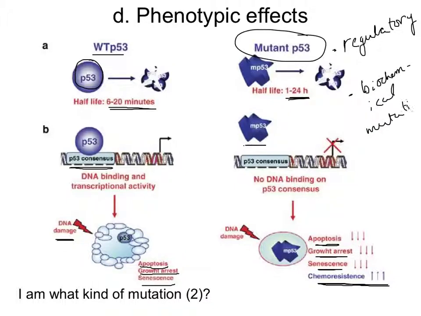Although that might be a little arguable. And then from the point of view of these processes, it's a loss of function. But from the point of view of this property, it's a gain of function. So you have to be specific in how you explain this mutant and how you use terms. But those are ways that you can use these terms as they apply to the phenotypic effects of mutation in the context of the P53 gene and protein.